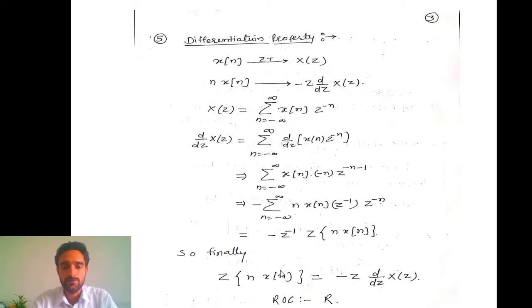If there is u of n, then the basic question will be n u of n. Then what is the Z transform of that u of n? That is 1 upon 1 minus z inverse. Then differentiate that 1 upon 1 minus z inverse and multiply by minus z. So that is the answer for n u of n. So you can use the differentiation property for that type of questions.